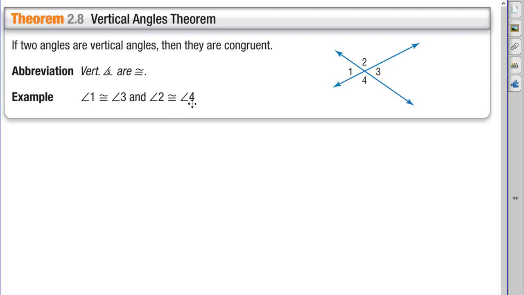We use them in chapter 3. We will use them in chapter 4. We'll use them in chapter 5. We're going to use vertical angles all year long, which is why I always hammer you with the definition.